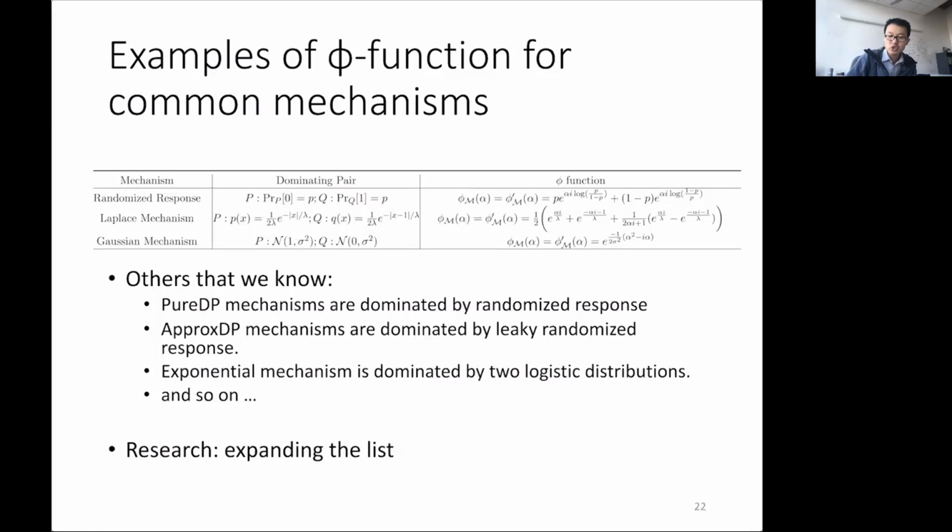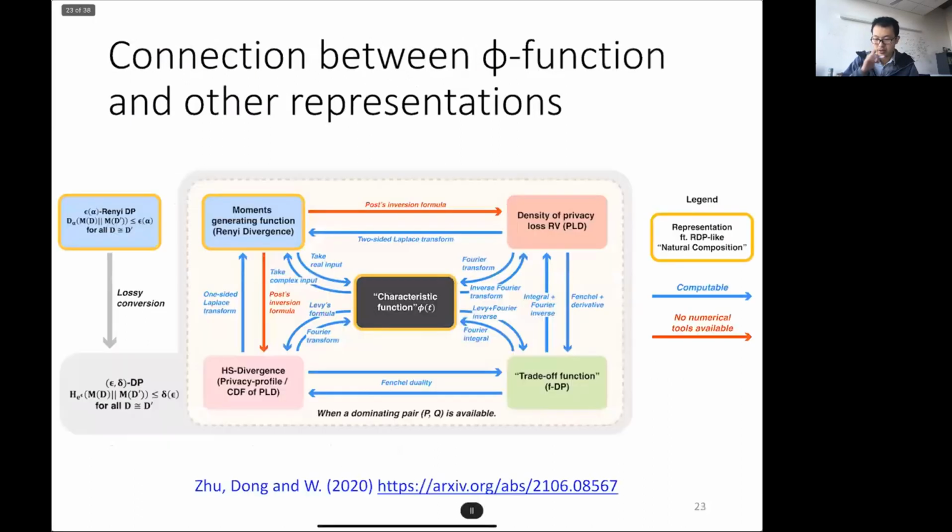And the research goal of this thread of research in differential privacy is to continue to expand the list and work out more fine-grained characteristic function representations for each individual mechanism. Yeah, so this will go on and on for the foreseeable future in phi functions.